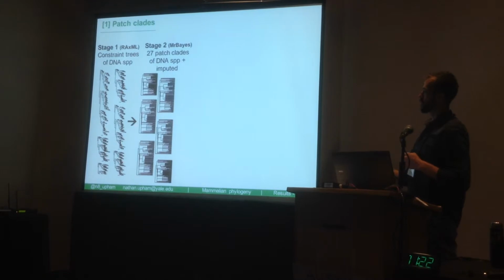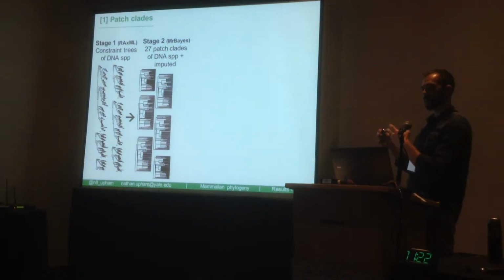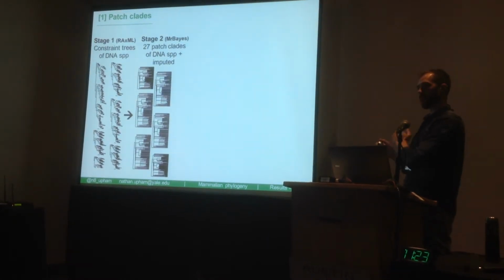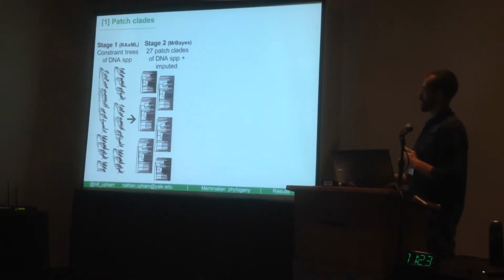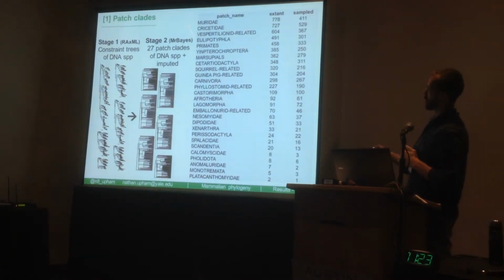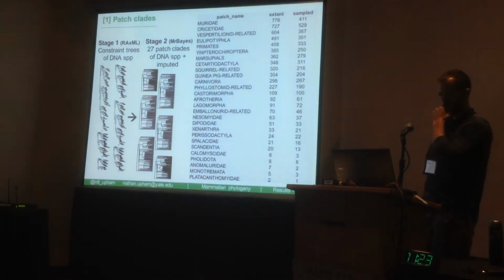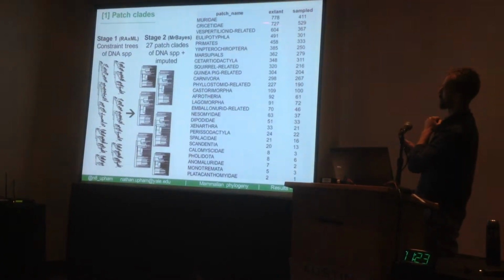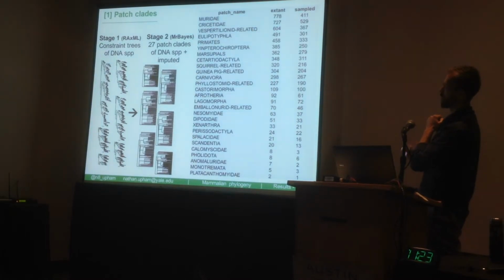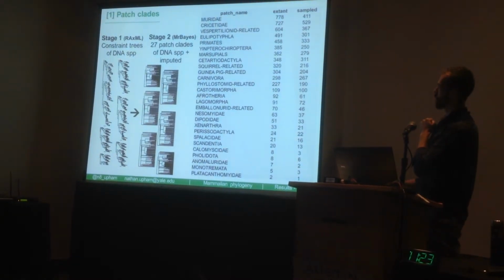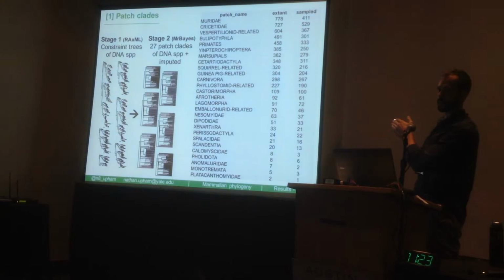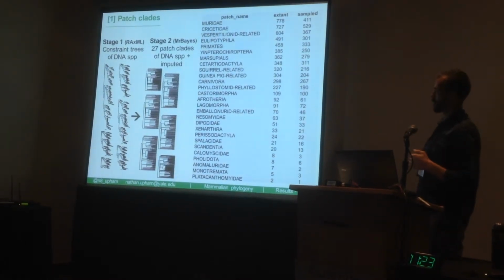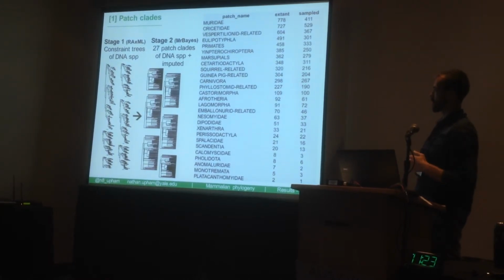We get these stage 1 constraint trees, stage 2 MrBayes posterior samples that include these imputed species kind of within taxonomic constraints. And then we did this across 27 patch clades. I don't expect you to be able to read all this, but the largest patch clade was Muridae and Cricetidae, these 2 rodent families that are very speciose. These end up being hard monophyly constraints. So we didn't want to have a ton of patch clades. We wanted to be inferring that topological uncertainty throughout the tree.